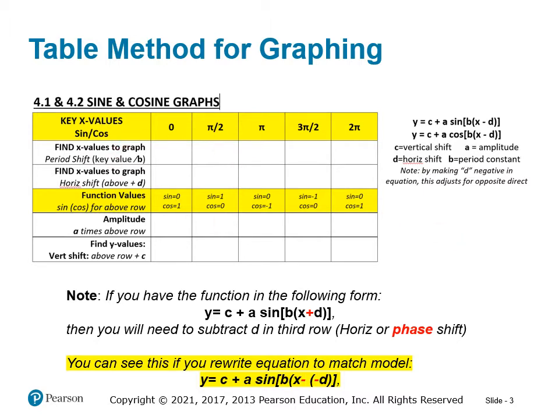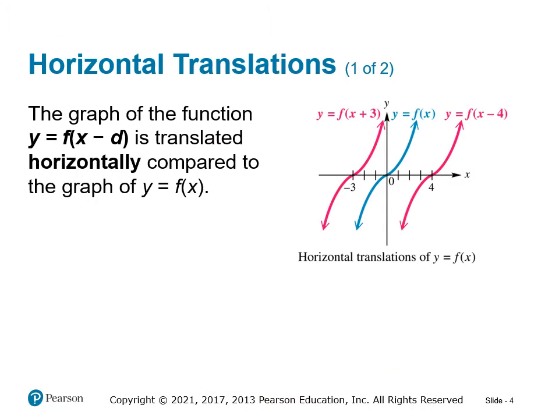It probably doesn't make a lot of sense right now, but hopefully as we go through this with multiple examples, it will. Horizontal translations, as we remember from algebra, are when the graph shifts to the left or to the right when we add or subtract a constant inside the function as the argument of the function. So we can see the graph of the function f of x minus d is translated horizontally compared to the graph of y equals f of x. When we add 3 inside the function f of x, we actually move in the negative direction 3 units. When we subtract 4, we shift the original graph of f of x to the right, or the positive direction, 4 units.